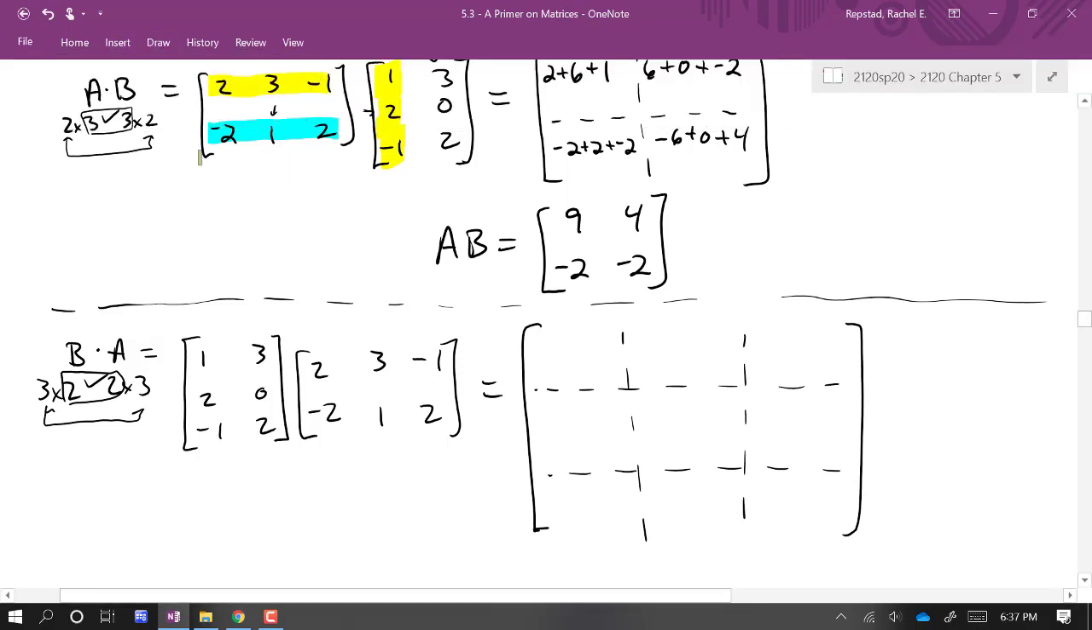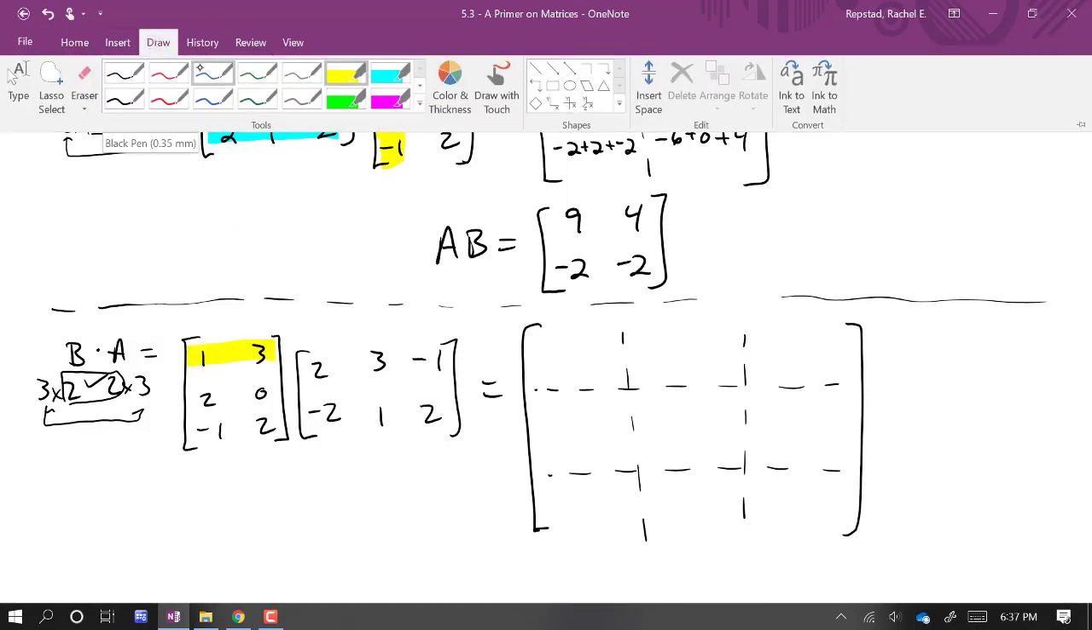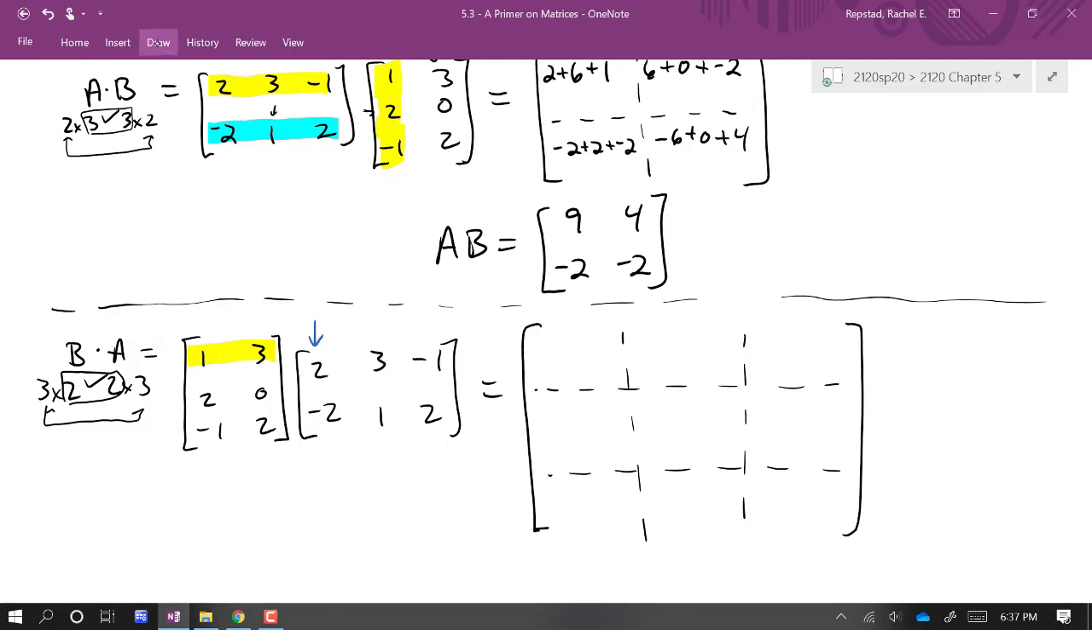Okay, so I'm going to start with the first row of the first matrix on the left, and then the first column, and that'll get me the first row, first column entry. So we have 1 times 2 is 2, plus 3 times -2 is -6. Moving over to the second column, 1 times 3 is 3, plus 3 times 1 is 3. Now to the last column, 1 times -1 is -1, plus 3 times 2 is 6.